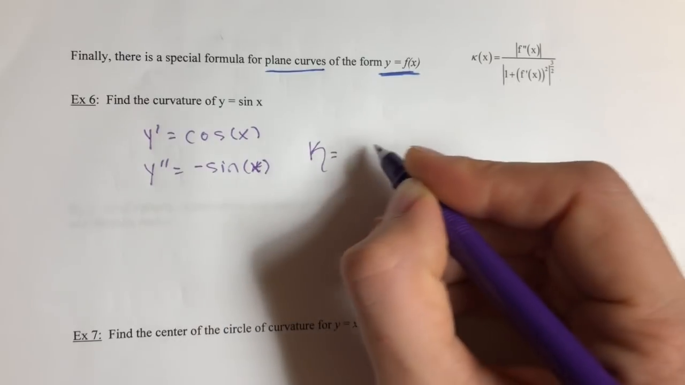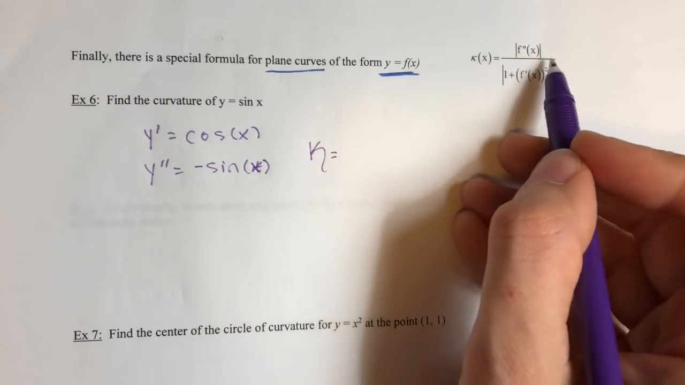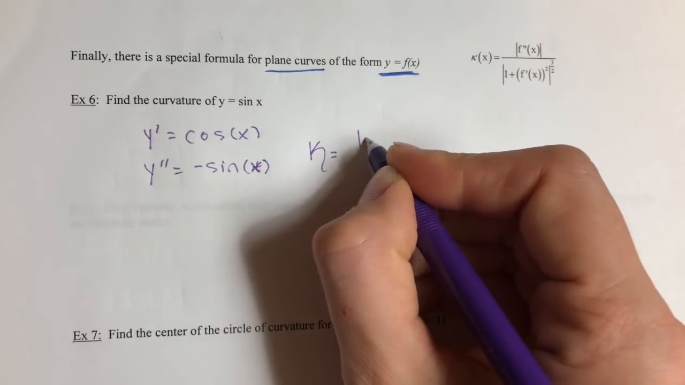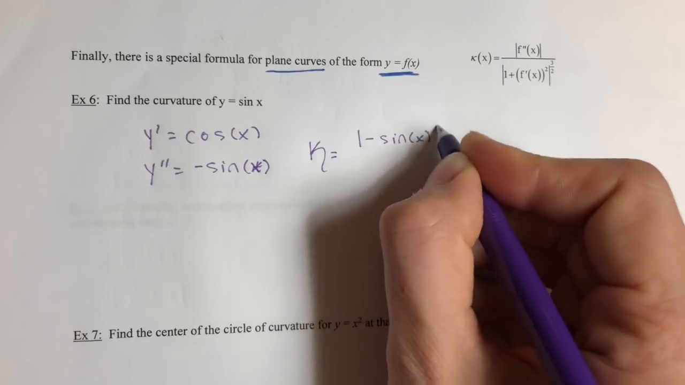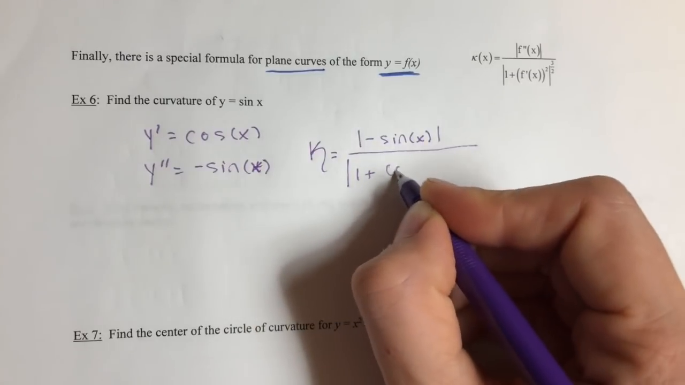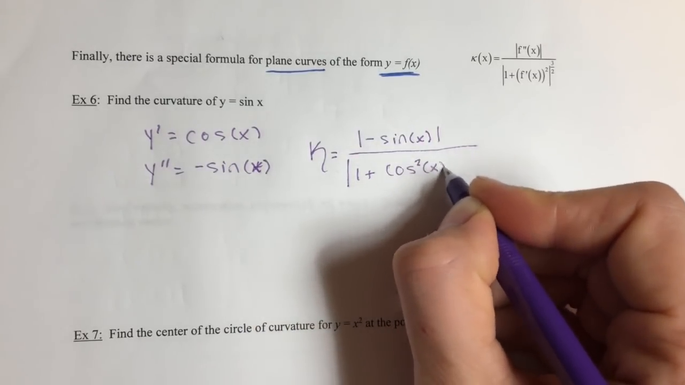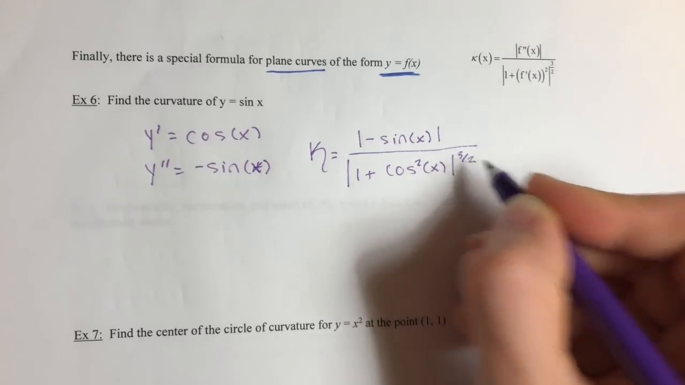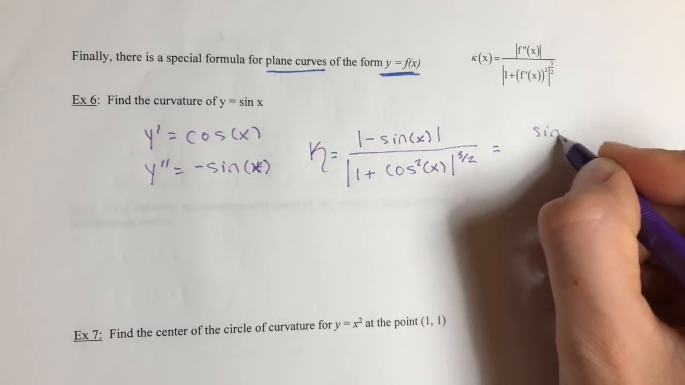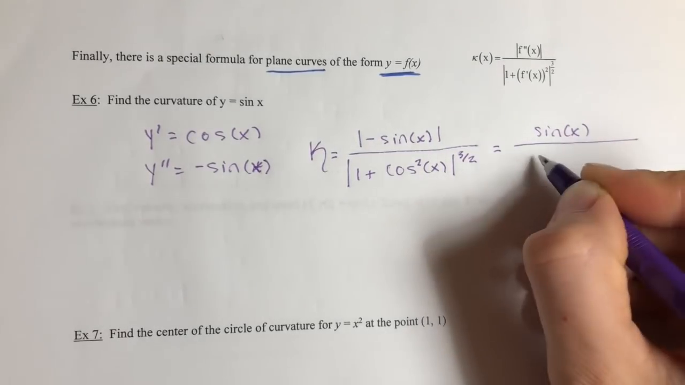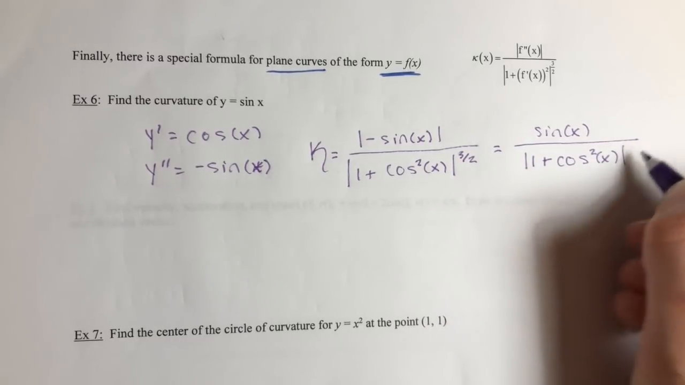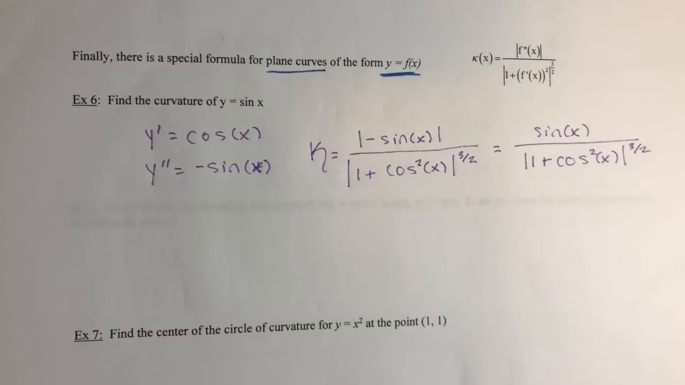Put it all together. Curvature will be, since these aren't vectors, this is actually absolute value. So the absolute value of negative sine of x over the absolute value of 1 plus cosine squared of x to the 3/2. Okay, and other than taking out that negative in the numerator, it doesn't really get much simpler. So this is definitely a formula you would use if you really wanted to evaluate at a point for this curve.